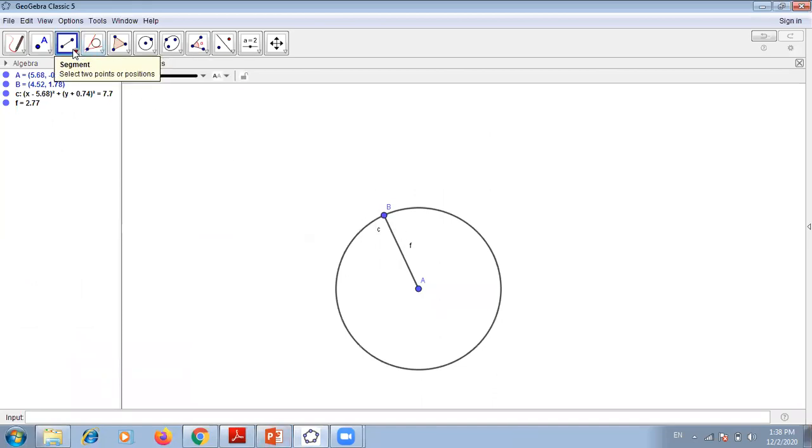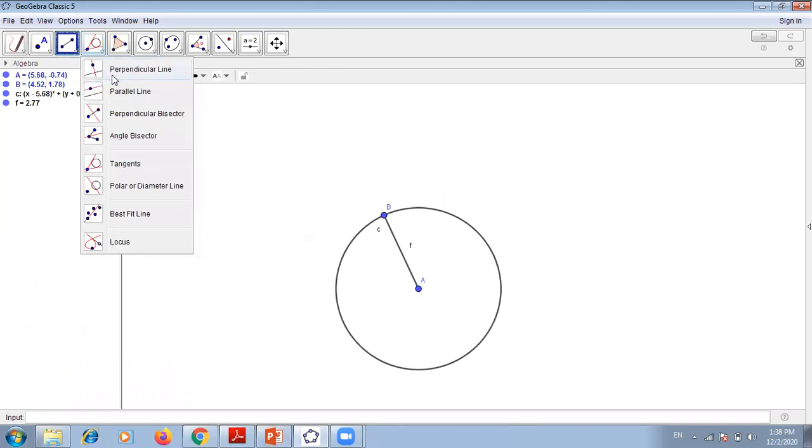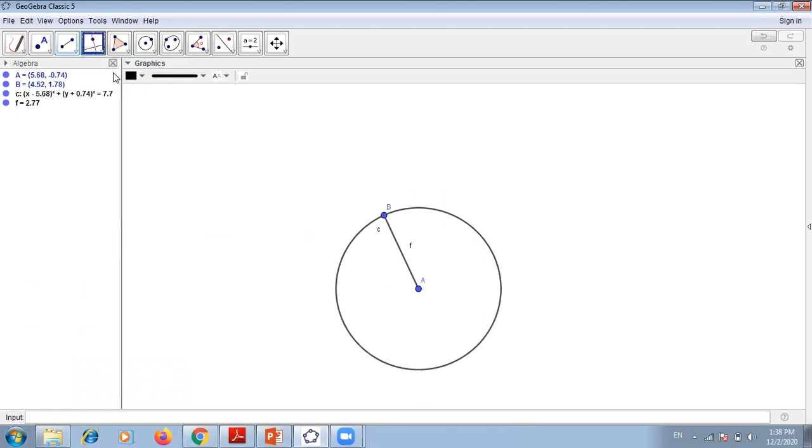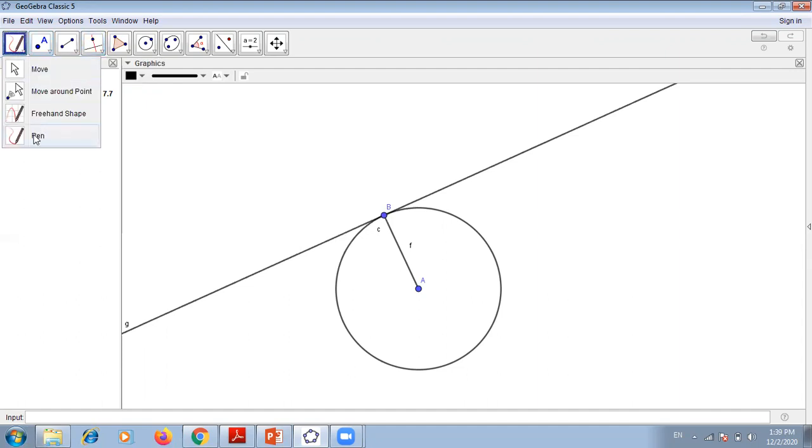Let's see. I choose a perpendicular line through this point and to this line. Now you can see a line is drawn and it is perpendicular to the radial segment because I selected the perpendicular line. So it is a line perpendicular to the radial segment and it is tangent to the circle. See that line is touching the circle on one single point. So it's a tangent to the circle. That is our first theorem.